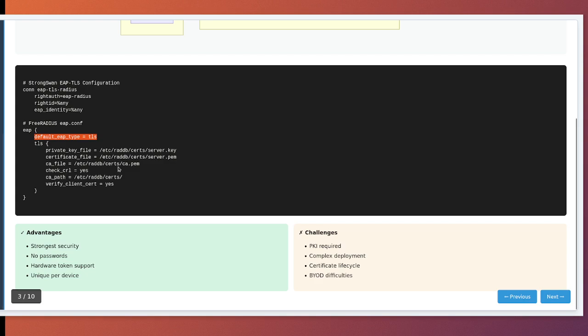One challenge with EAP-TLS is certificate lifecycle management. You need processes for initial certificate issuance, renewal, and revocation. But modern PKI solutions make this manageable, and the security benefits far outweigh the operational complexity. I always tell my clients, if you can manage the certificates, EAP-TLS is unbeatable for security.